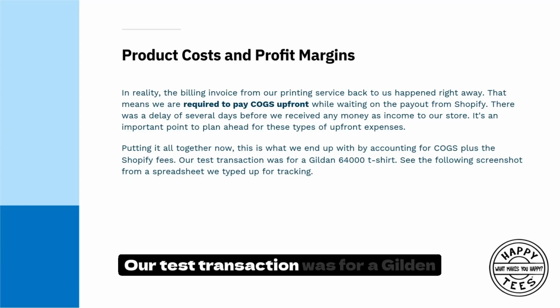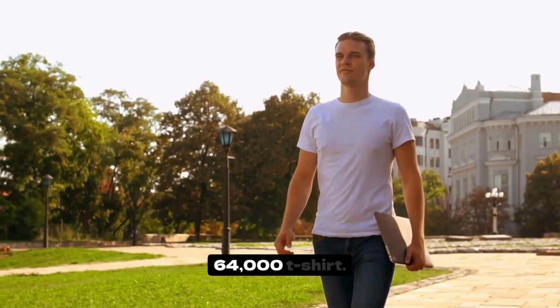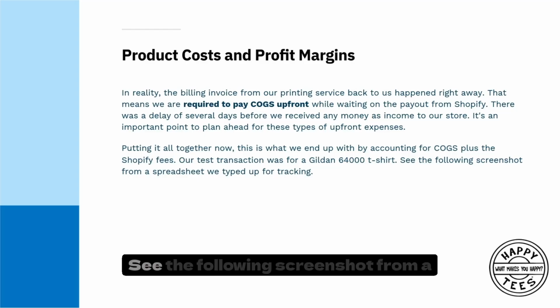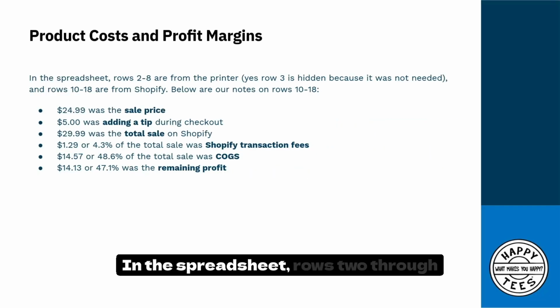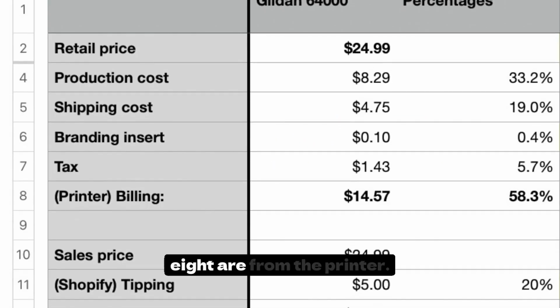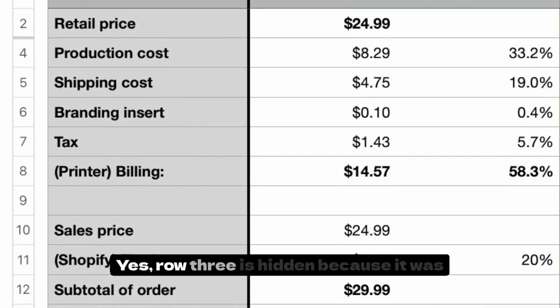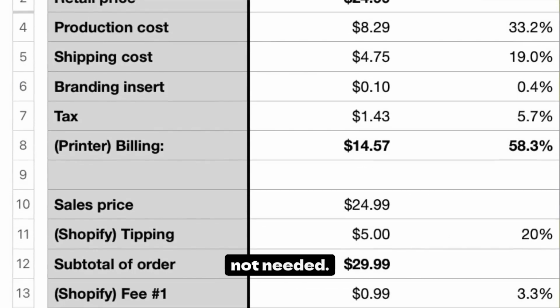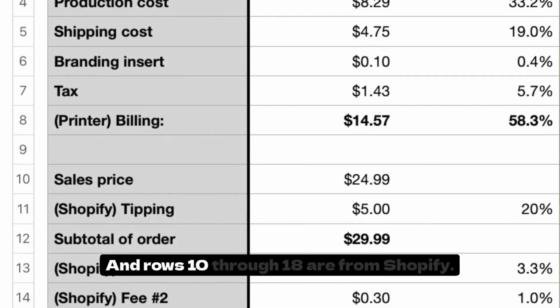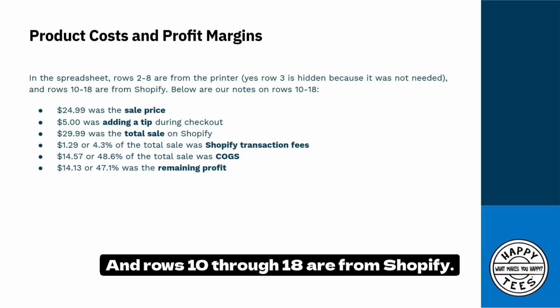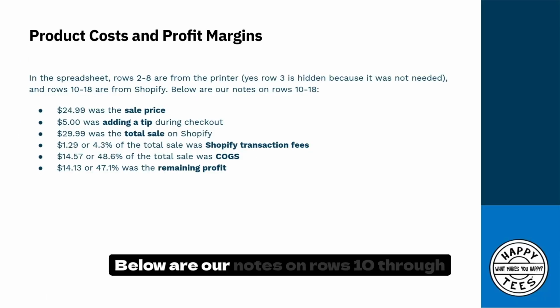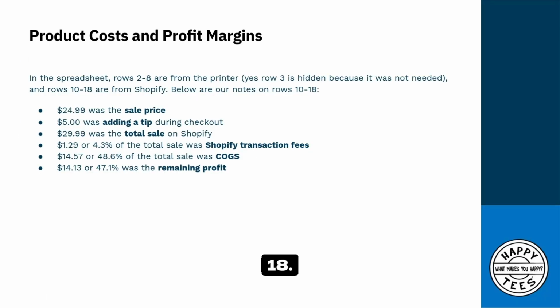Our test transaction was for a Gildan 64,000 t-shirt. See the following screenshot from a spreadsheet we typed up for tracking. In the spreadsheet, rows 2 through 8 are from the printer. Yes, row 3 is hidden because it was not needed. And rows 10 through 18 are from Shopify. Below are our notes on rows 10 through 18.